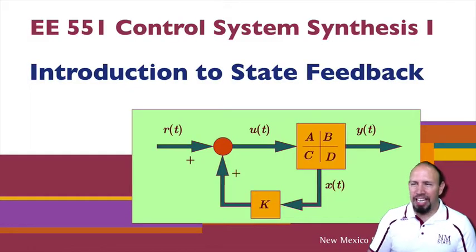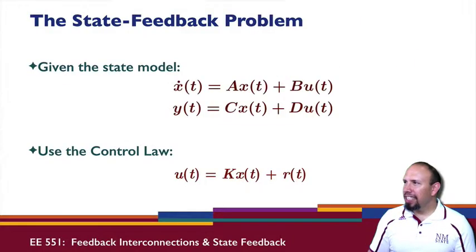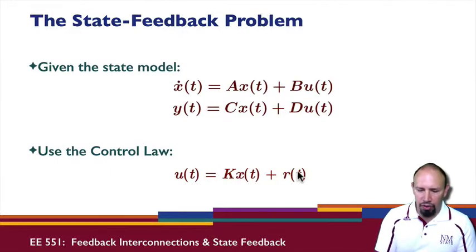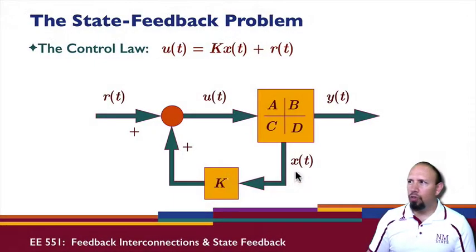We're now going to talk about state feedback. In state feedback, we have our state model, x dot is equal to Ax plus Bu, y is equal to Cx plus Du. We're going to use this control law: U, the control signal, is given by some constant K times the state, and here we have another input. In block diagram form, it looks like this.